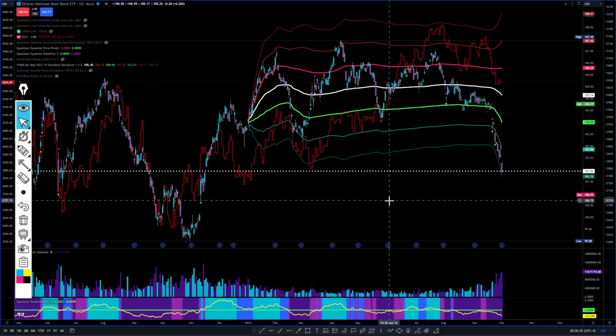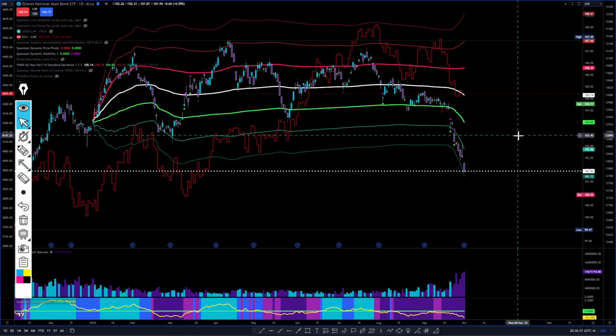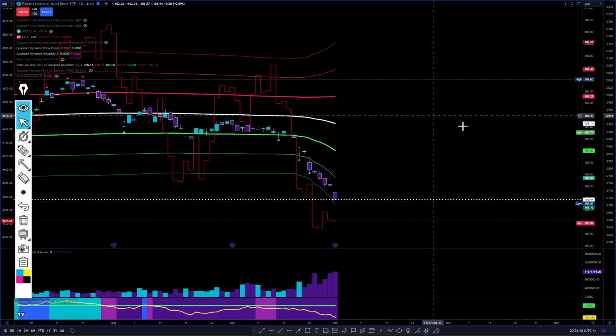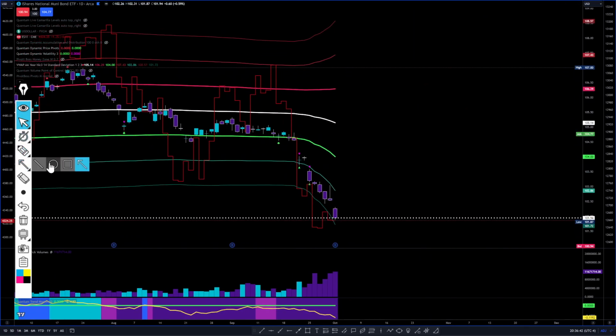The bond market basically has this gap right here. We created this gap and it hasn't been filled. We have 1, 2, 3, 4, 5, 6 days now where price has moved away from this gap. So this gap might just hold as resistance, you know what I'm saying?